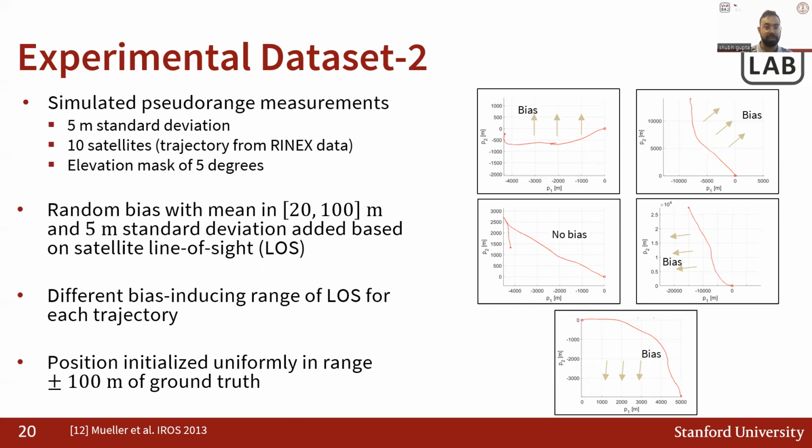To each of the pseudorange measurements, apart from the standard deviation error, we apply a random bias, which has a mean between 20 to 100 meters with a standard deviation of 5 meters, which is added based on the satellite line of sight vector, as can be shown in the pictures on the right. A different bias-inducing range of these line of sight vectors is chosen for each trajectory.